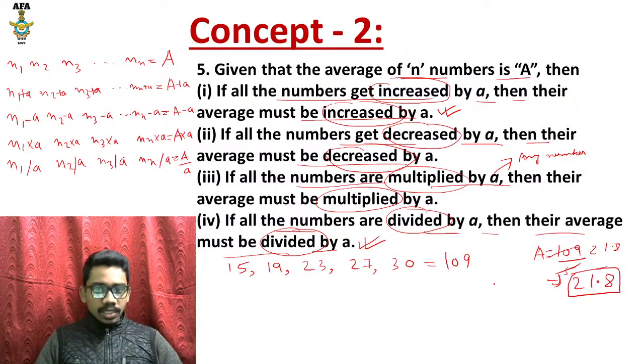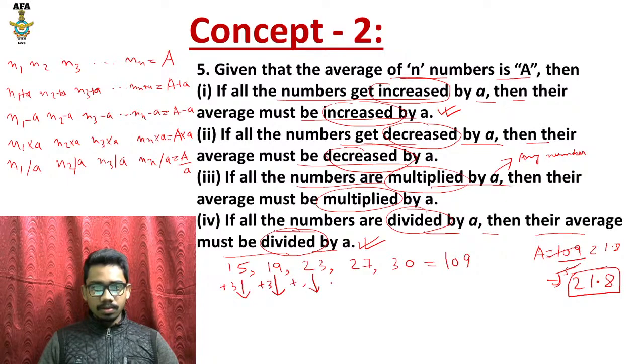Okay. Now what am I doing? Now I will increase all the numbers by 3. Plus 3, plus 3, plus 3, plus 3, plus 3. So I am increasing all the numbers by 3. 15 plus 3 is 18, 19 plus 3 is 22, and 23 plus 3 is 26. 27 plus 3 is 30, and 30 plus 3 is 33.